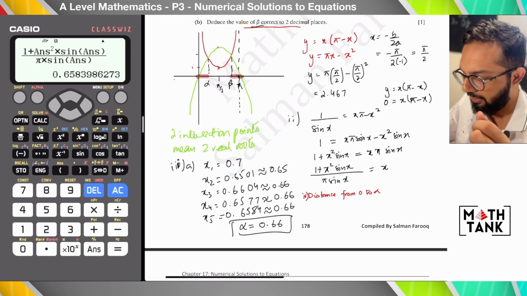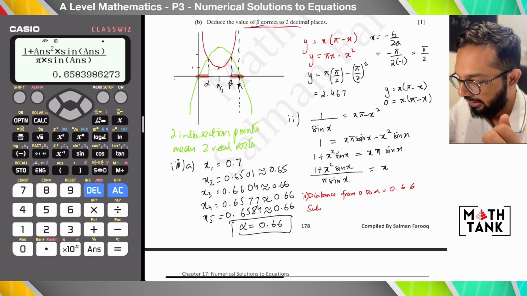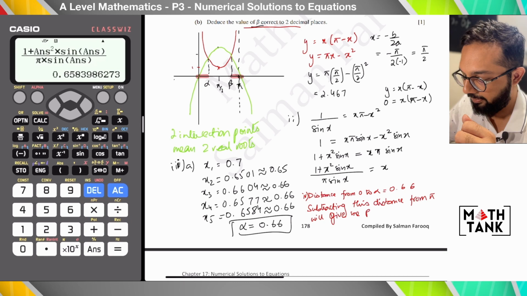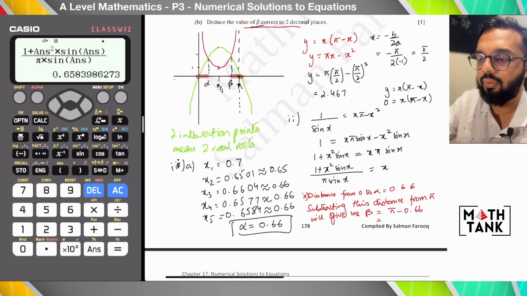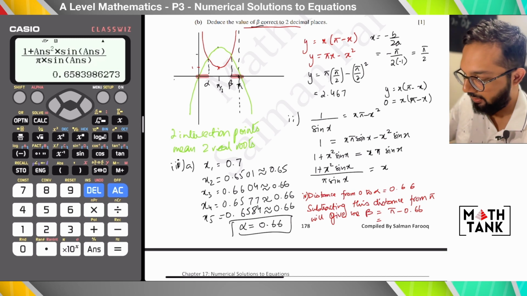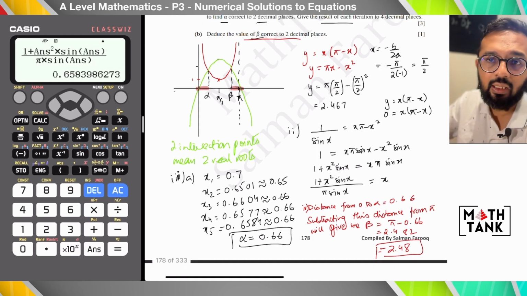But I'm deducing, so I'm going to say that this is the distance. Subtracting this distance from pi will give me beta. Pi minus 0.66. So 3.142 minus 0.66 gives me 2.482. I'm just going to write 2.48 correct to three significant figures or two decimal places.